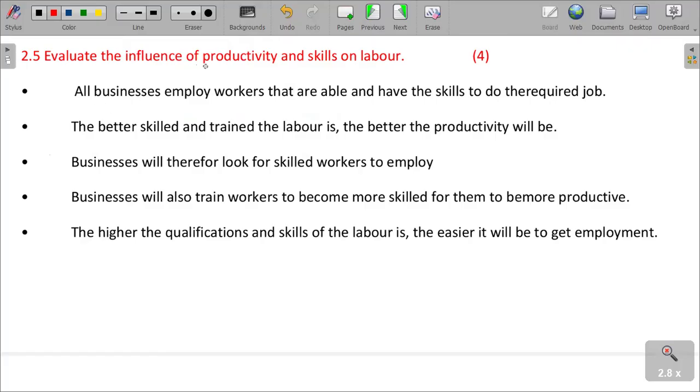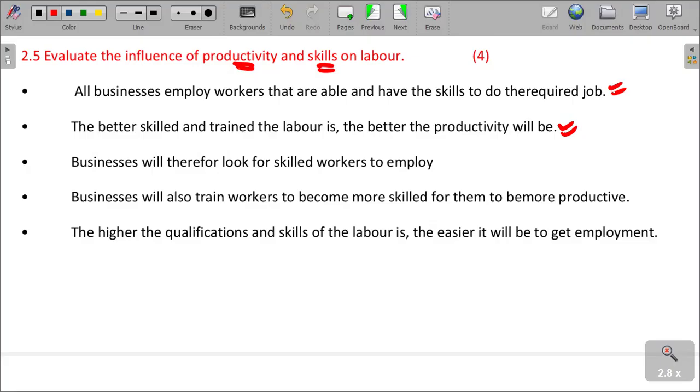Evaluate the influence of productivity and skills on labor. How do productivity and skills affect labor? All businesses employ workers that are able and have the skills to do the required work or job. That is one condition: productivity and skills. People would always employ workers that are able to do the best. The better trained and skilled the labor is, the better productivity will be. I'm sure that is also good to understand.